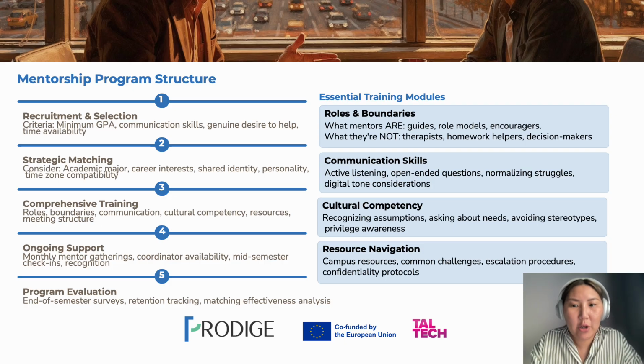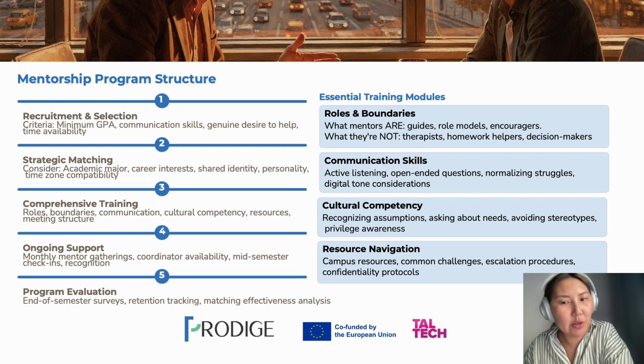And last is 5, program evaluation. So end of semester surveys, retention tracking, analyzing the matching effectiveness, and also thinking about how to improve the program further. And when we talk about the comprehensive training for our students, what should these training modules cover?